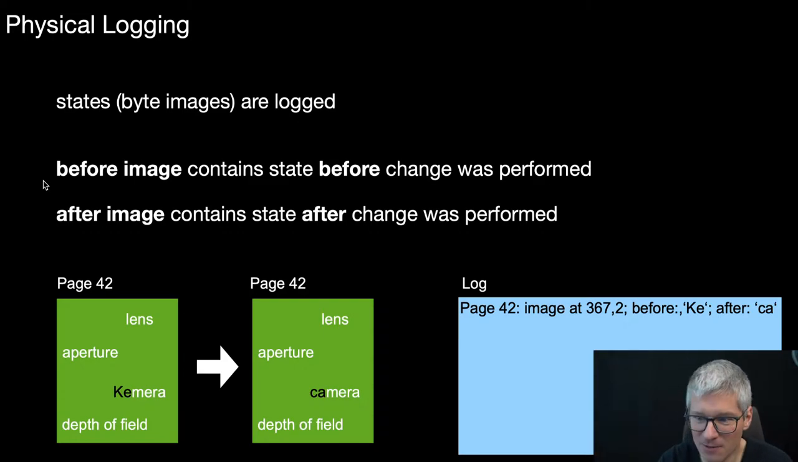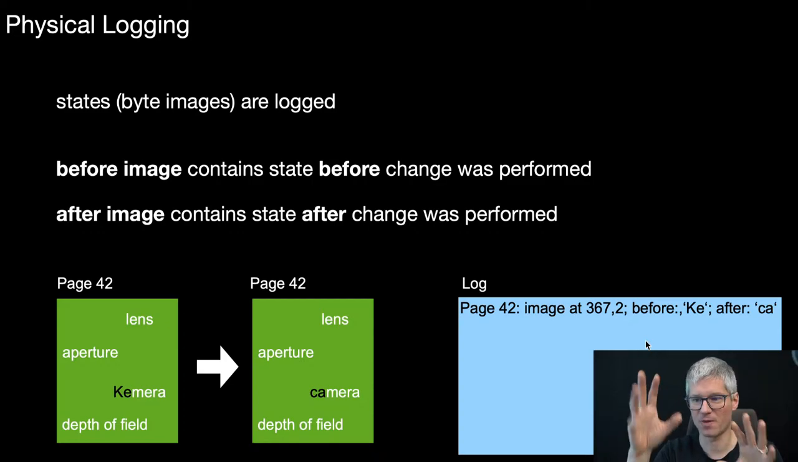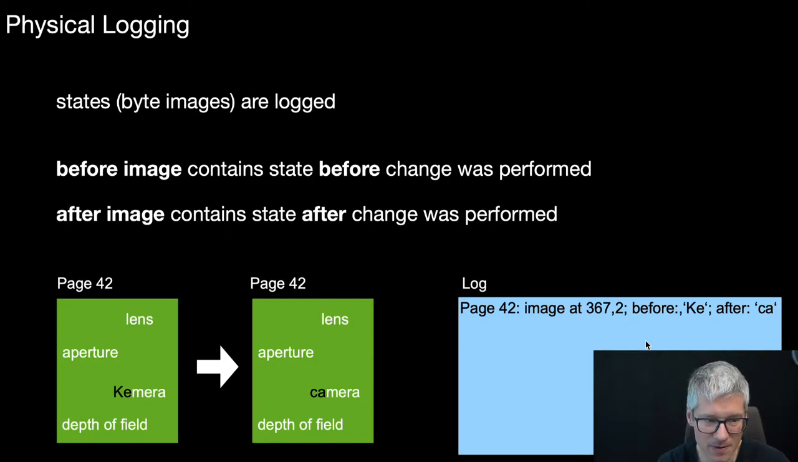But it's kind of inefficient. It would be enough to just keep the bytes that changed in the before and the after version. And that's what we're doing here. The only thing that changed here were those two letters from KE to CA to fix that typo. So for page 42, I record the image at that specific offset on the page, maybe 367, and there are two bytes that changed from before to after. I memorize KE, that's the before image, and CA, that's the after image. For each and every change, you just keep the bytes as they were before and afterwards. And with that, of course, you can reconstruct the changes in the page.